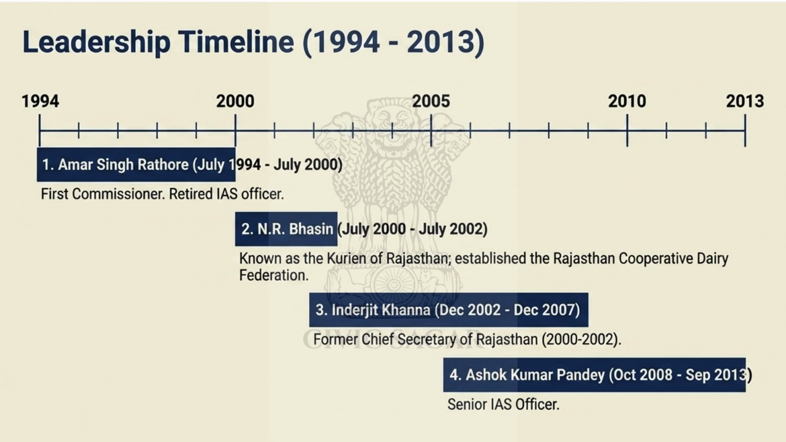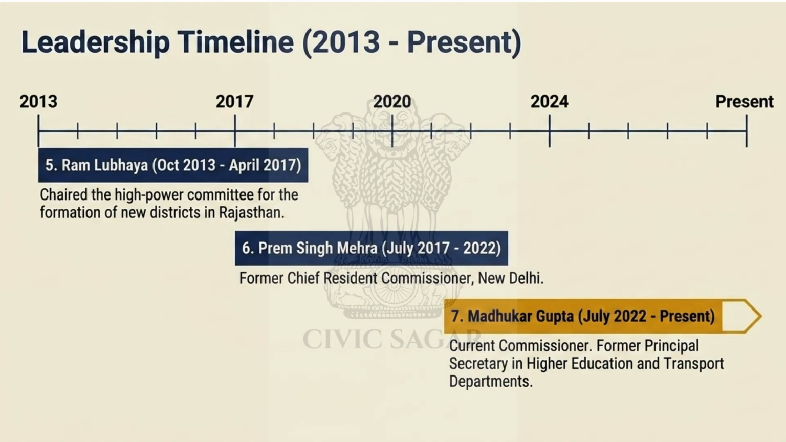Ashok Kumar Pandey, October 2008–September 2013, senior IAS officer who oversaw modernizing reforms. Ram Lubhaya, October 2013 to April 2017, notable for later heading the High Power Committee for forming new districts in Rajasthan. Prem Singh Mehra, July 2017 to 2022, former Chief Resident Commissioner in New Delhi. Madhukar Gupta, July 2022 to present, current State Election Commissioner and former Principal Secretary in Higher Education and Transport.